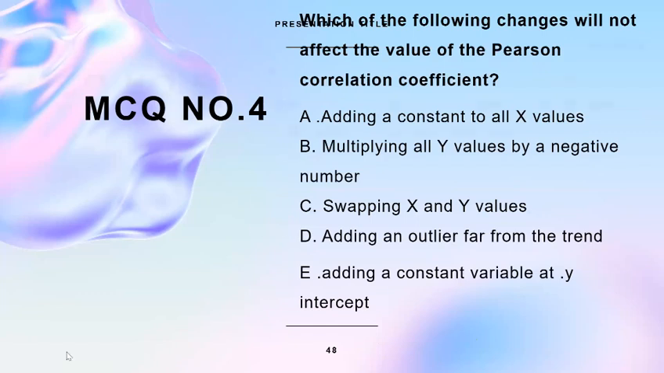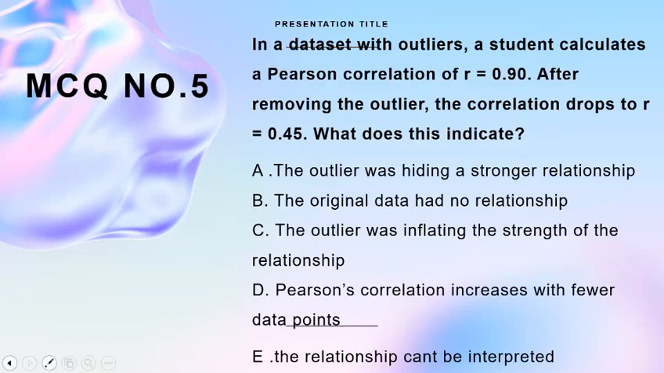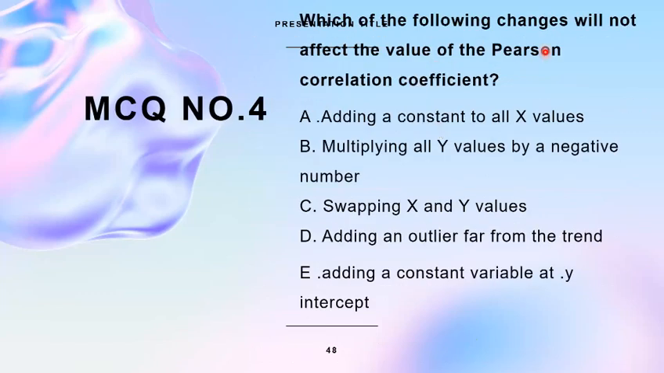MCQ number 4: which of the following changes will not affect the value of Pearson's correlation coefficient? Adding a constant to all the X values, multiplying all Y values by a negative number, swapping X and Y values, adding an outlier far from the trend, or adding a constant variable at the Y intercept.